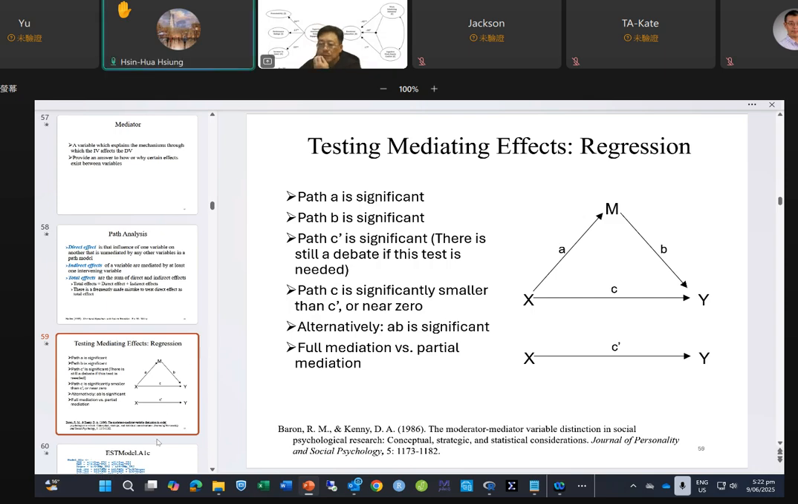I would like to clarify, because there are many different possible direct effects from X to Y, then for this direct effect, should we just only add the direct effect from X to Y?